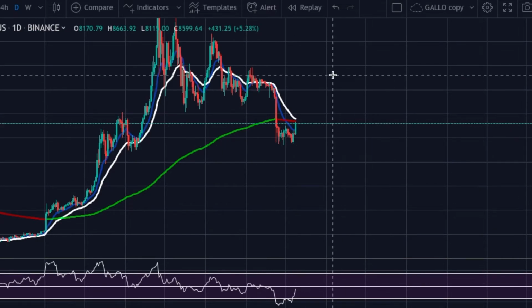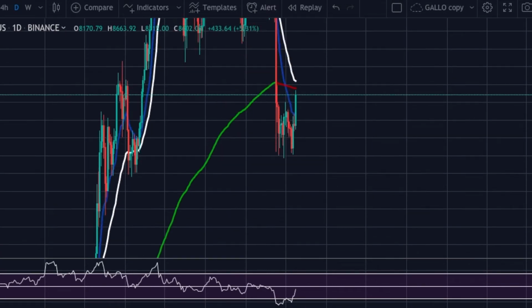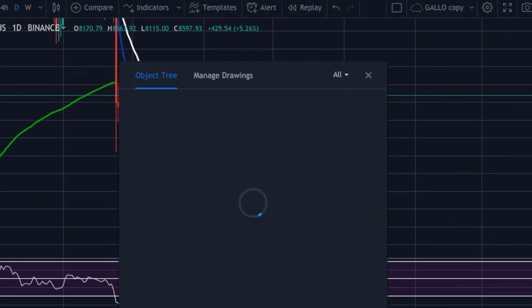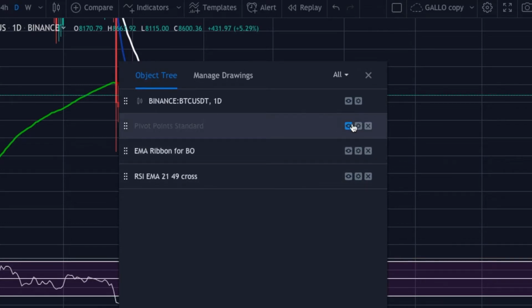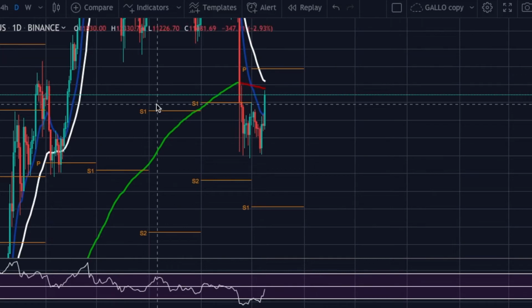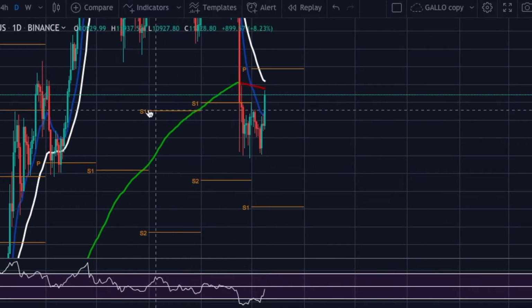What about the long-term strategy? I enter Bitcoin here because my other strategy uses the pivot point standard on the daily. So every pivot point here has a length of a month.